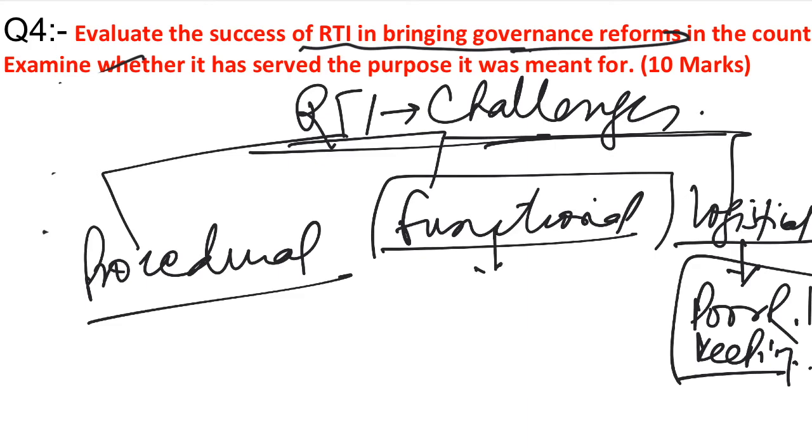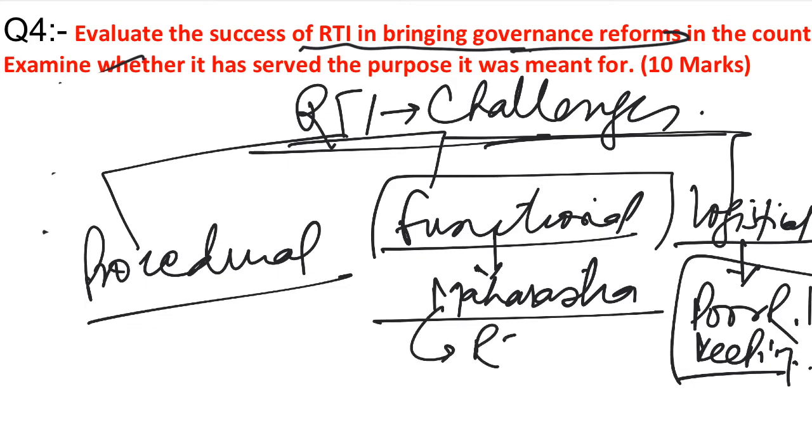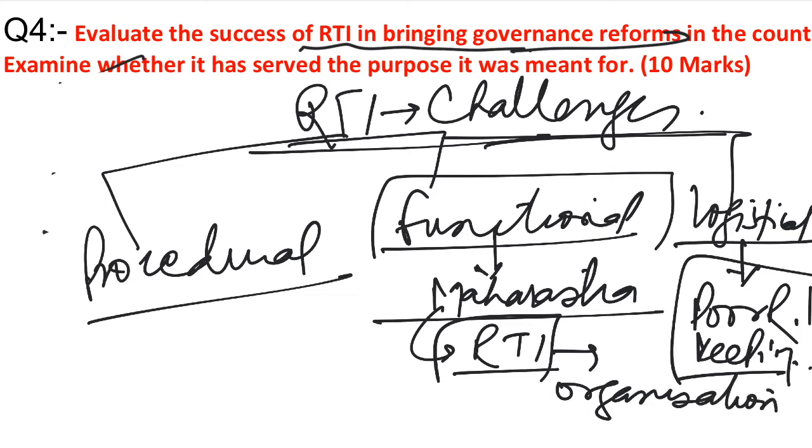Then you can talk about functional challenges. For example, in Maharashtra, again there is an issue. Whenever you send an RTI, you get a reply from the organization that the proper fees format has not been followed. Then whose responsibility is it to tell what the correct format is? It is the responsibility of the government organization, but they are not telling the correct fees format, just rejecting the application because the fees format has not been followed.